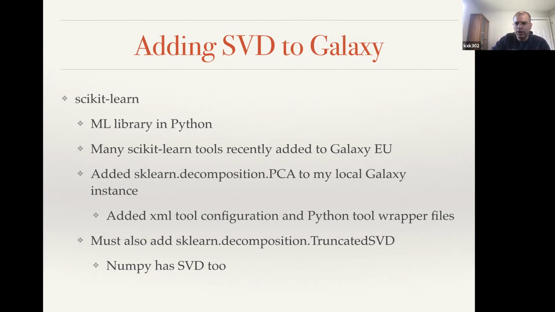I wrote a Python tool wrapper, and I had it available in my local Galaxy instance. I could pass it a file, and it would generate the Principal Component Analysis. The NumPy library also has singular value decomposition, as does scikit-learn. It's called truncated SVD, an optimized SVD. So that can be added to Galaxy as well.